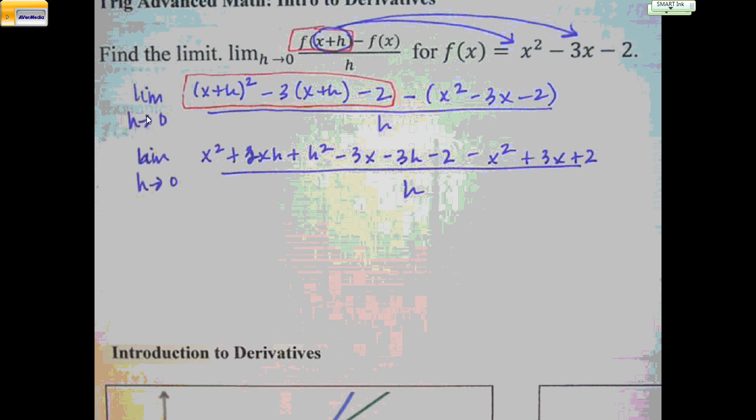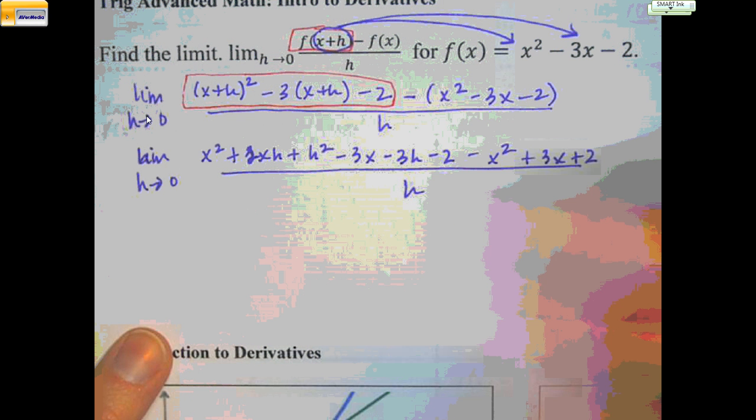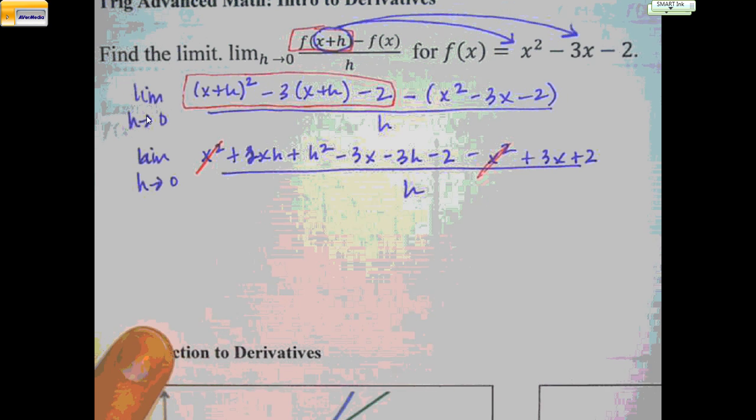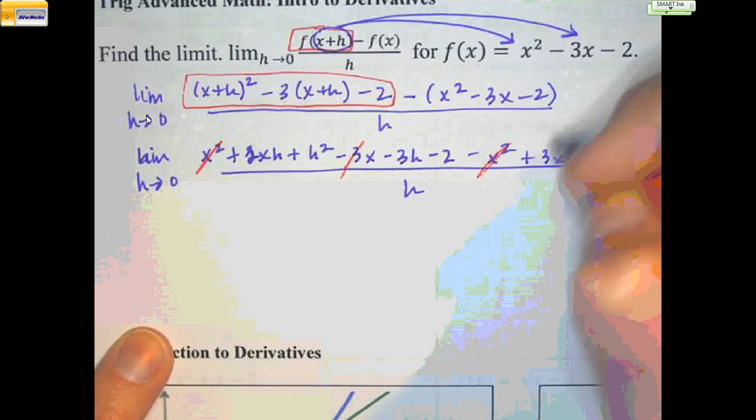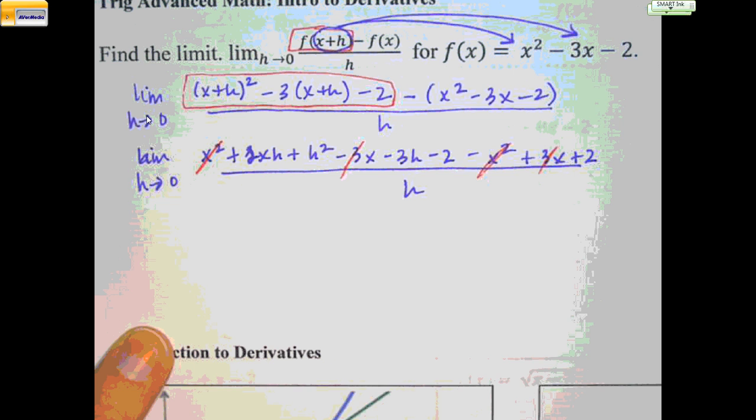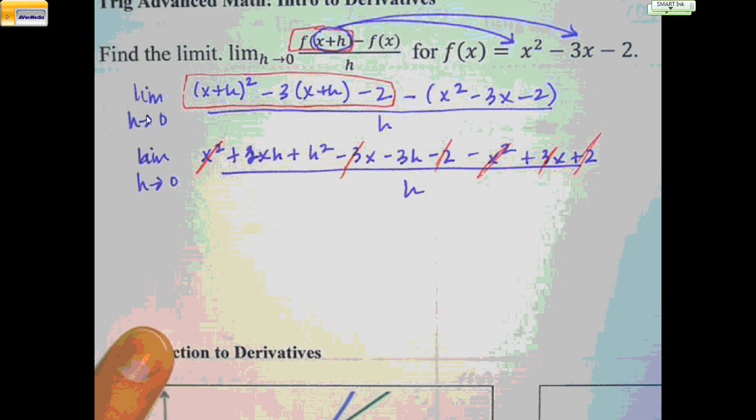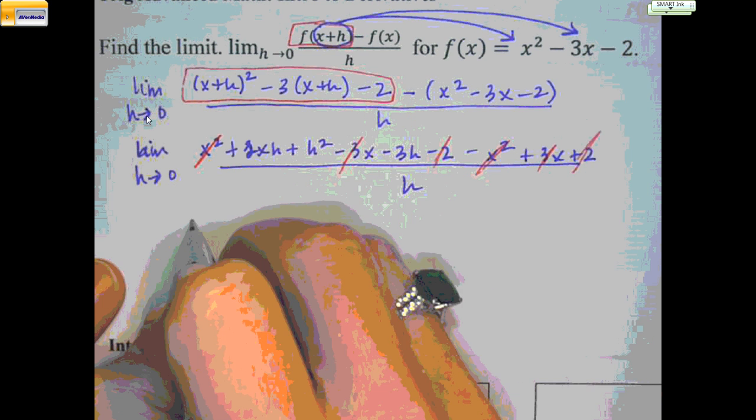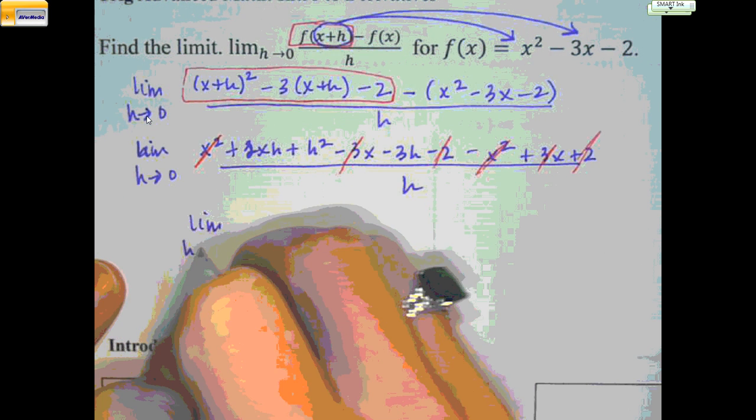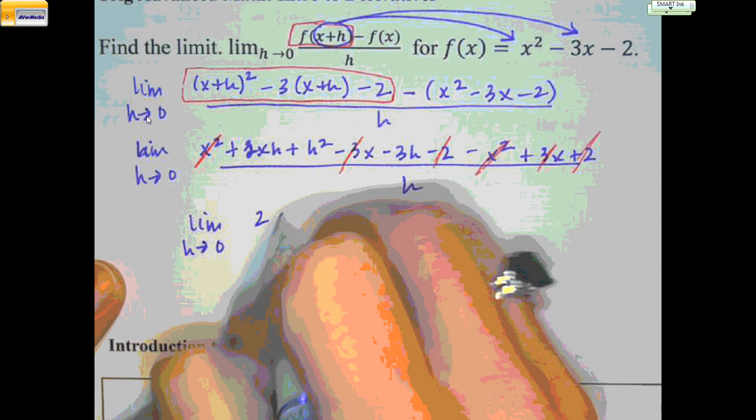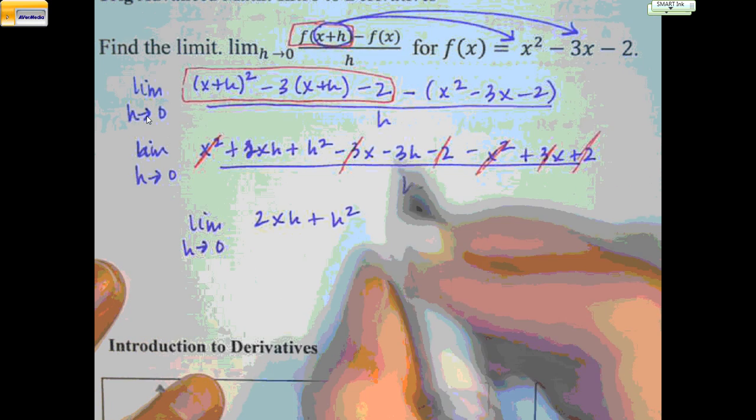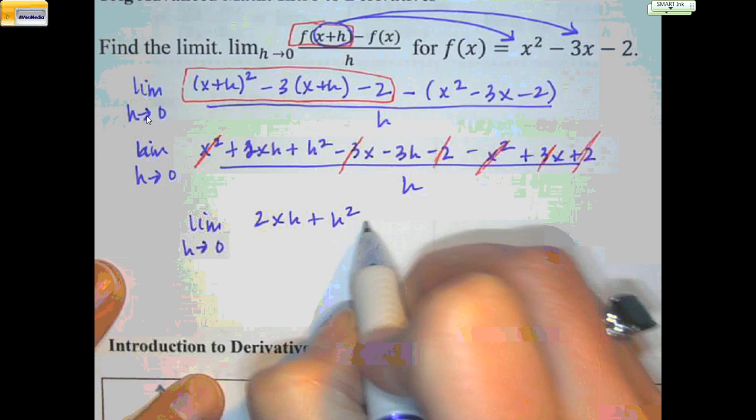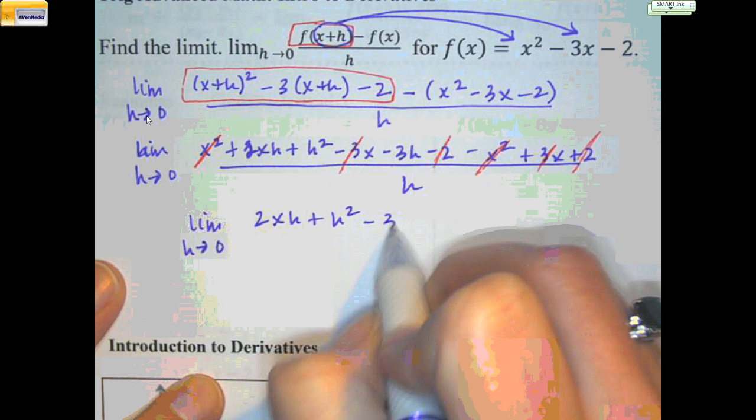Then you can start to simplify some things down. I've got an x squared and a negative x squared. I've got a negative 3x and a positive 3x. I've got a negative 2 and a positive 2. Just so we're not going cross-eyed and I can make sure everybody's on the same page, I'm going to rewrite what I've got left. So I've got 2xh plus h squared minus 3h, and the whole thing is over h.